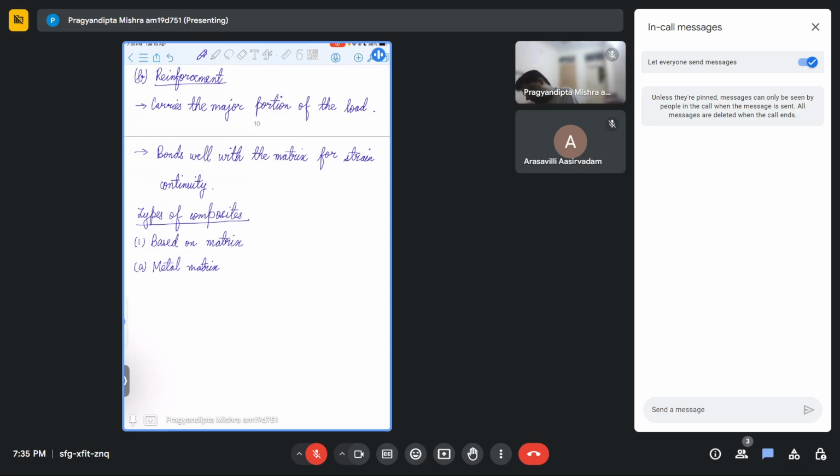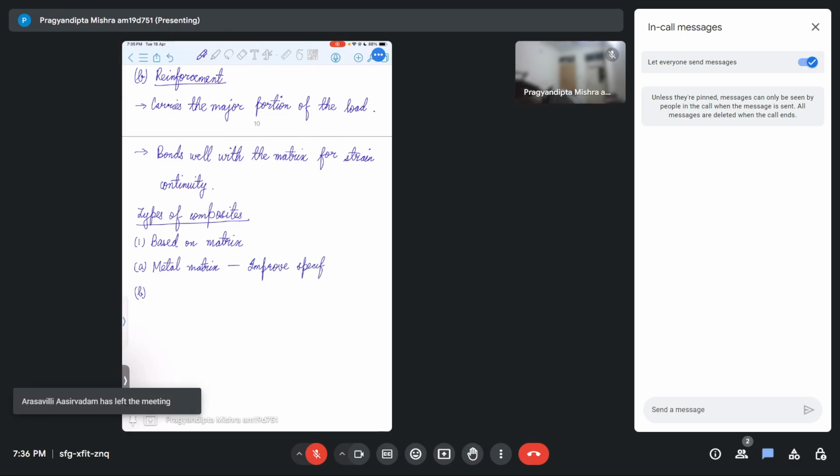Okay. Another thing, just write it here: to improve specific strength. Keep in mind, I'm not talking about strength because metal by itself has a lot of strength. I'm talking about specific strength, which means that the metal strength to weight ratio is what we are looking at. So the secondary phase is added to improve strength. Okay. The second matrix could be ceramic.